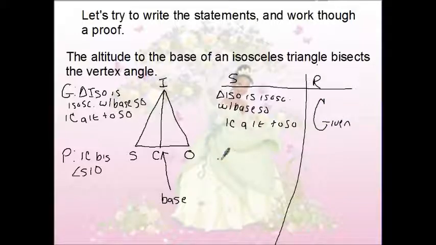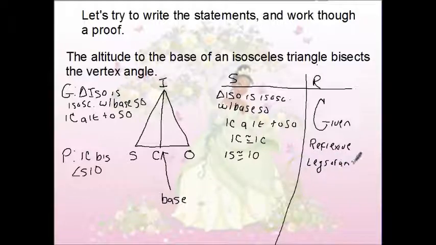Now, let's go ahead with that proof. We know that IC is congruent to IC. The reason, reflexive. If we know our triangle is isosceles, we know that its legs are congruent. IS is congruent to IO. The reason, legs of an isosceles triangle are congruent. Get them tick marks in there.